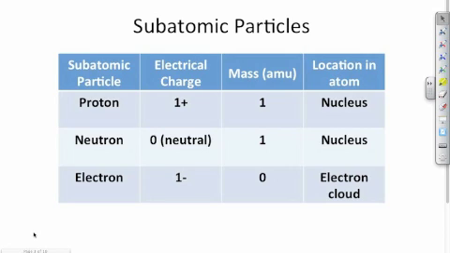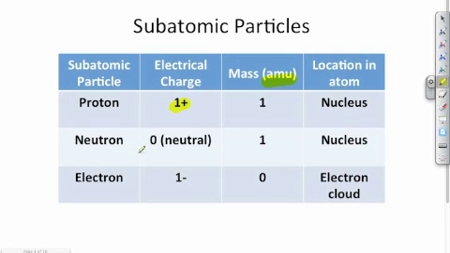Here is a chart that you need to memorize. This gives all the properties of, or some of the properties of, the subatomic particles, or the particles that make up an atom. There are three particles that you need to memorize. Those are the proton, neutron, and electron. Let's first run through the proton. It has a charge of 1 positive, or positive 1. We're going to see why that positive charge is important here in just a second. Its mass in atomic mass units is 1, and of course it's found in the nucleus.